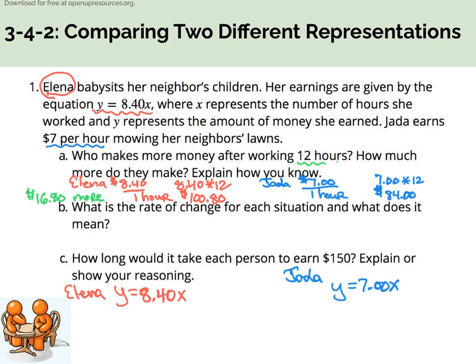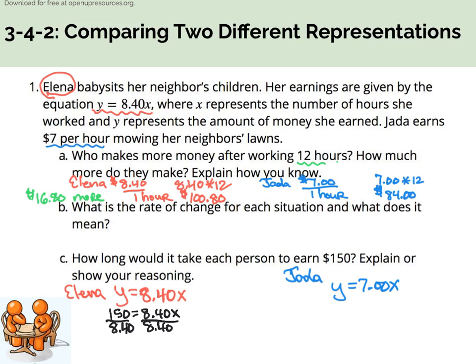Okay, and so the question is how long would it take for each person to make $150? So that's the end result. That's the money. And as we can see before, especially with Elena's, y represented the money. So we're going to take the 150 and put it into the y part of the equation for everyone. And then we're going to solve it and see how long it takes. So we're going to do 150 equals 840x. We're going to divide by 840. So 150 divided by 840.